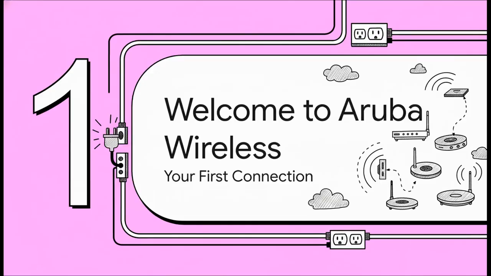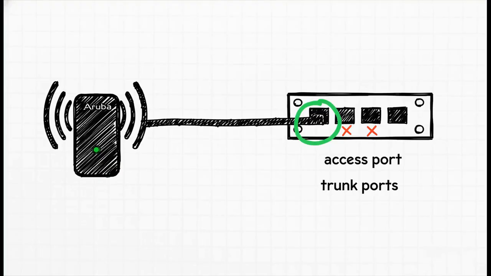All right, let's kick off Section 1. Welcome to Aruba Wireless. We're talking about your very first connection. Look, before we get all fancy with software and crazy configurations, we have to start at square one. And I mean, literally, the first step, plugging the thing in. So here's a super simple rule, but it's absolutely fundamental. For your controller-based access points, we call those campus APs, and we'll dig into what that means in a sec, they always have to connect to an access port on a switch.